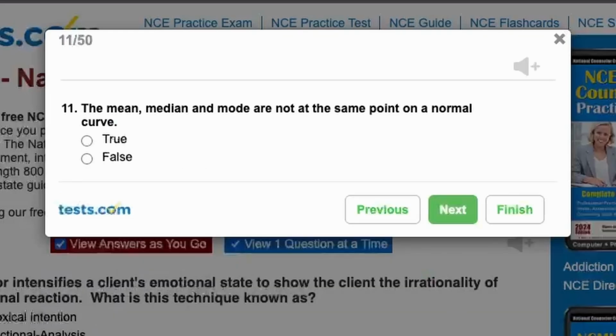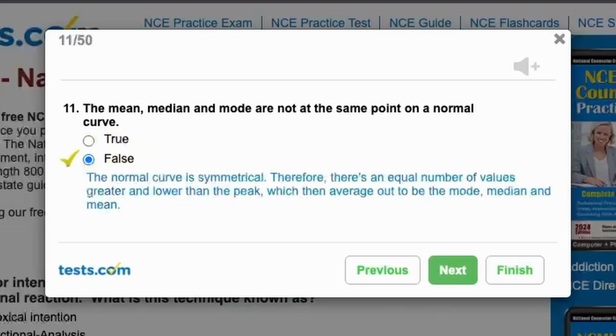The mean, median, and mode are not at the same point on a normal curve. Is this true or false? False. The normal curve is symmetrical. Therefore, there's an equal number of values greater and lower than the peak, which then average out to be the mode, median, and mean.